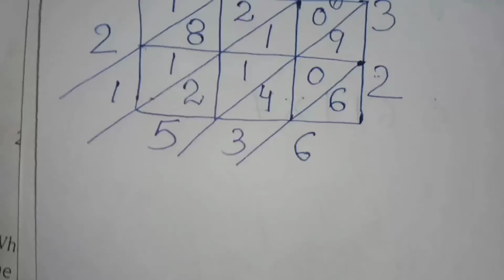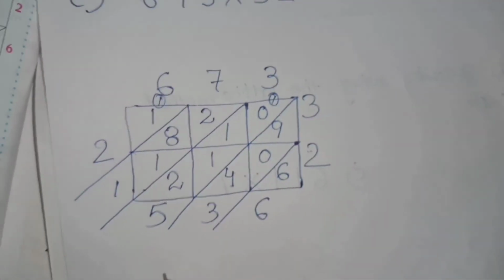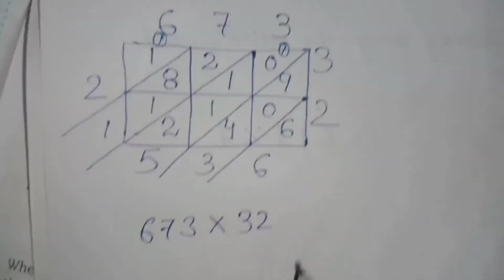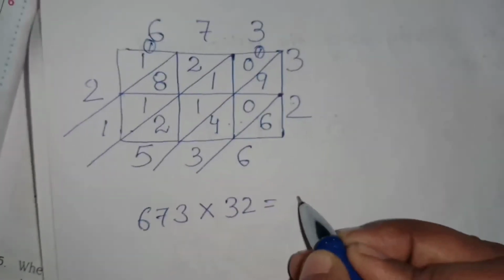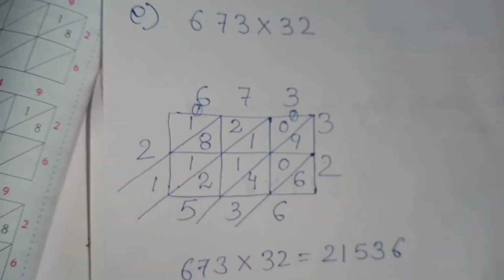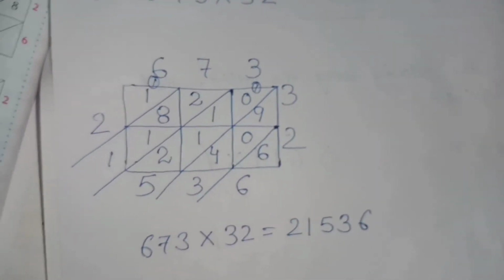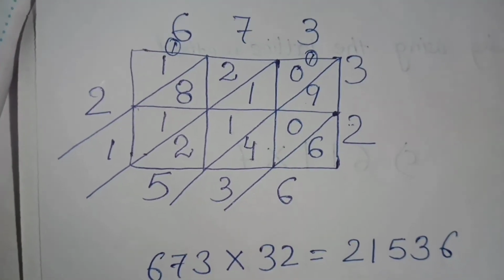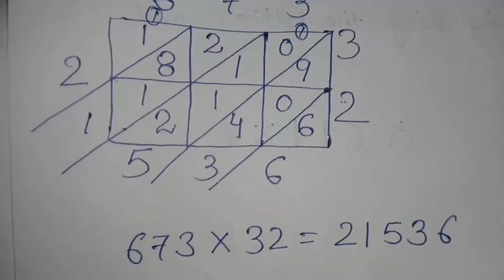So done. Now let's write here that 673 into 32. What is the answer? 21,536. So this was about the lattice method. I hope you all have understood. If you have any doubt, I always say that you can ask me.